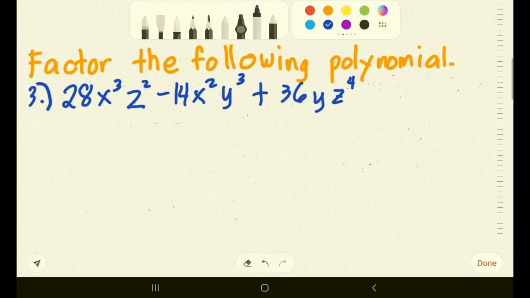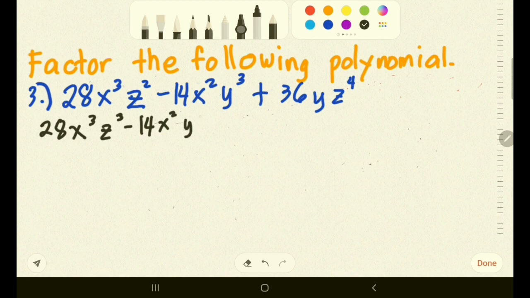So, you have here 28x cubed z cubed minus 14x squared y cubed plus 36yz to the power of 4. You have here 3 terms. This is a trinomial. Okay, so let's copy first: 28x cubed z cubed minus 14x squared y cubed plus 36yz to the power of 4.